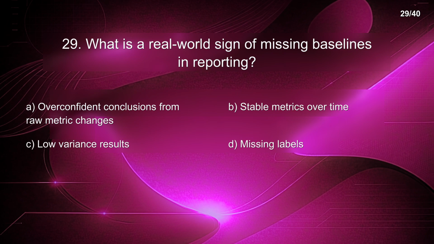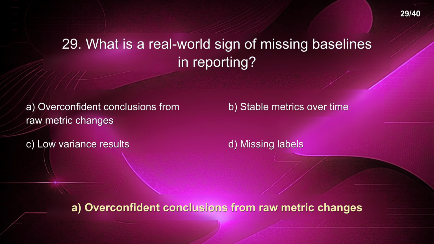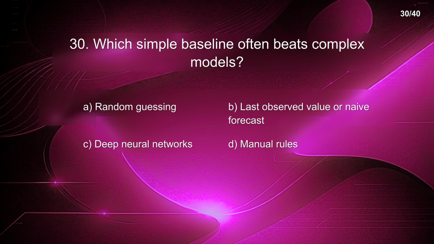Correct answer is A. Overconfident conclusions from raw metric changes. 30th question. Which simple baseline often beats complex models? A. Random guessing. B. Last observed value or naive forecast. C. Deep neural networks. D. Manual rules.